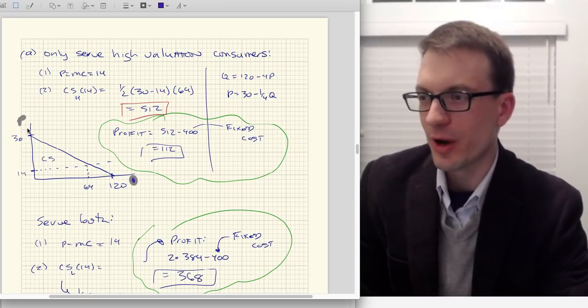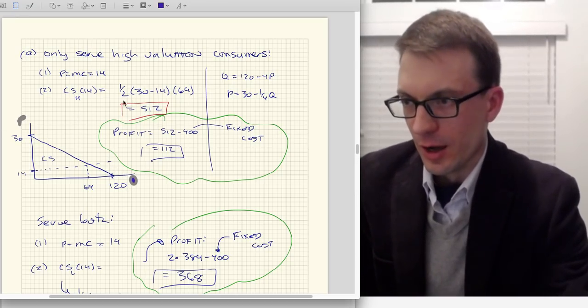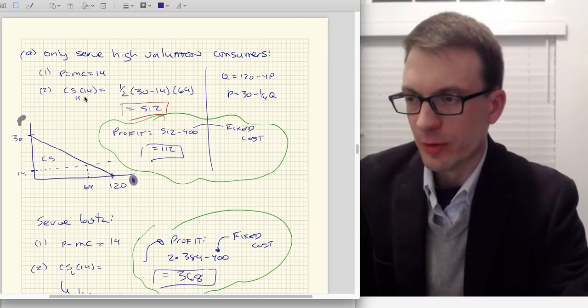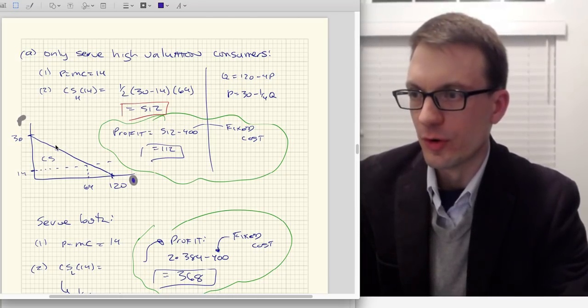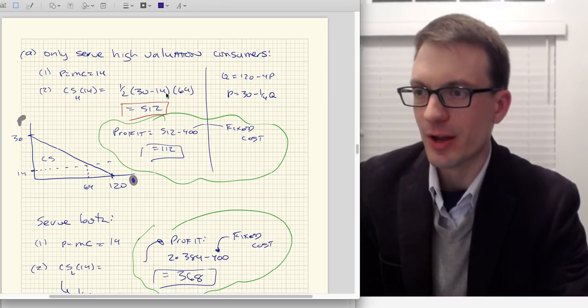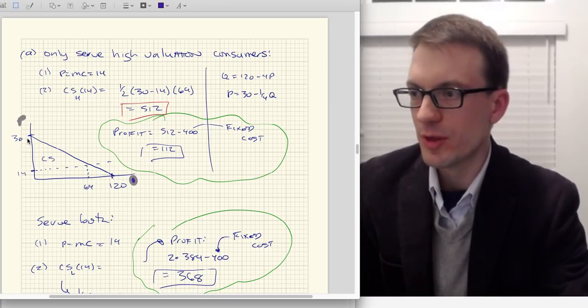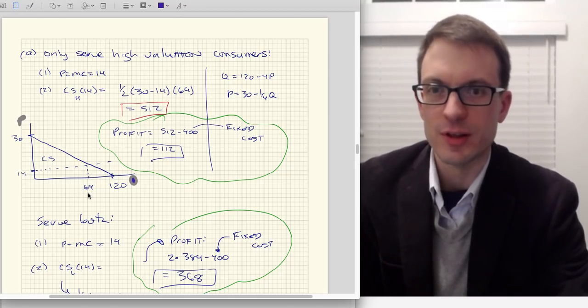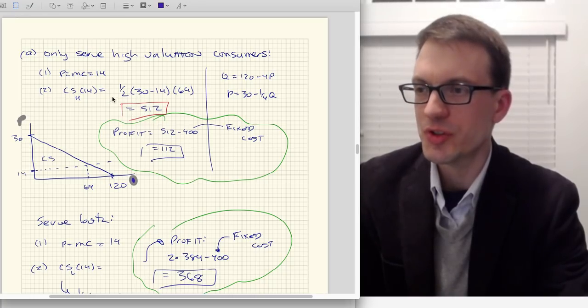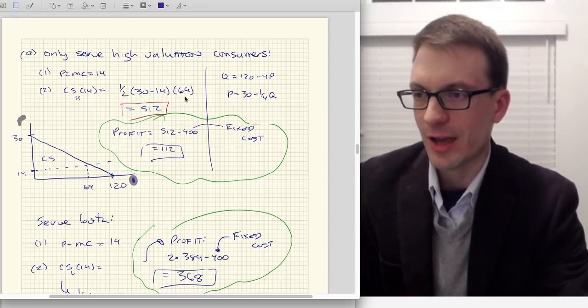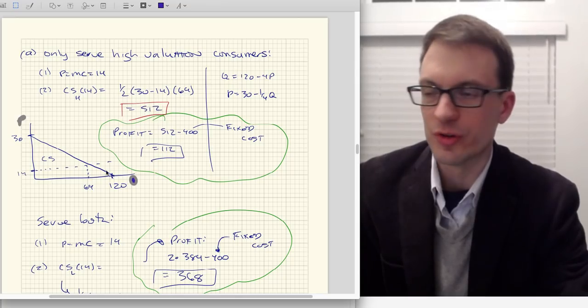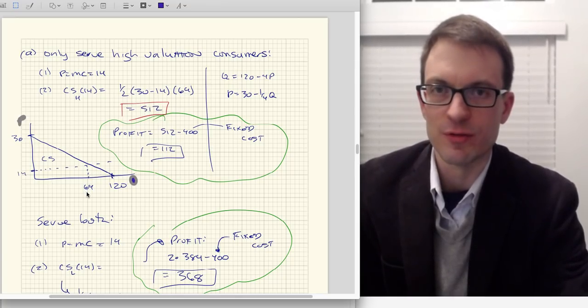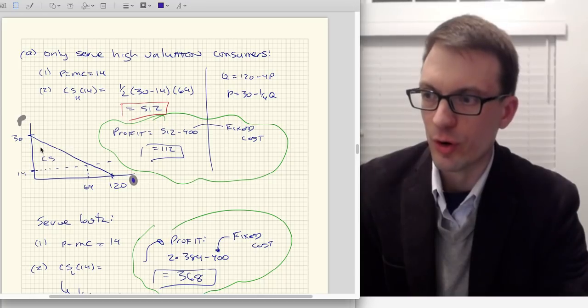Okay, so here's price, here's quantity. We found our resulting consumer surplus at this price. To do this, we're going to calculate the area of this triangle: 1/2 times 30 minus 14. Where's that coming from? It's the difference between 30 and 14. And then what's the 64? This is the quantity associated with this price. When we set a price of 14, our high valuation consumers are going to buy a quantity of 64, and that's what their surplus is computed over.